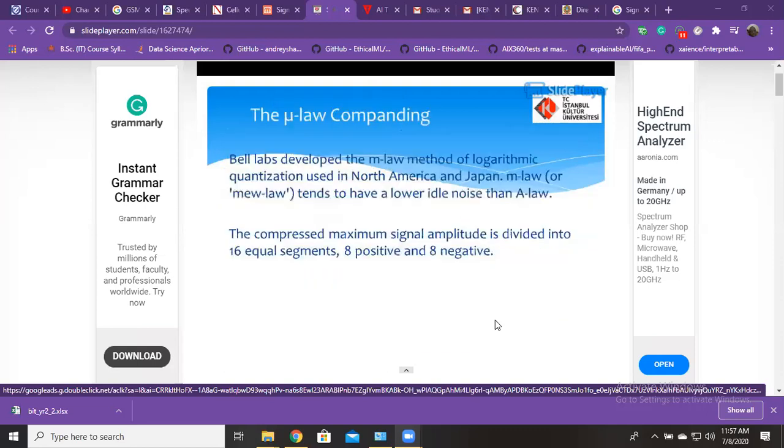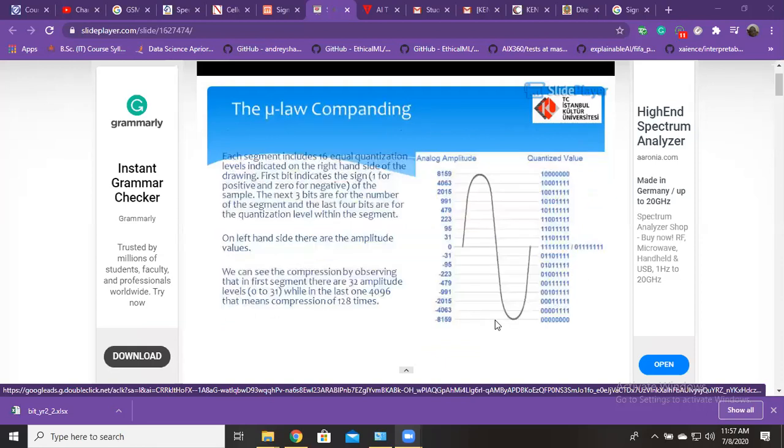The Mu-Law companding. Bell Labs developed the Mu-Law method of logarithmic quantization used in North America and Japan. Mu-Law tends to have a lower idle noise than A-Law. The compressed maximum signal amplitude is divided into 16 equal segments, 8 positive and 8 negative, in the Mu-Law companding. Each segment includes 16 equal quantization levels indicated on the right-hand side of the drawing.